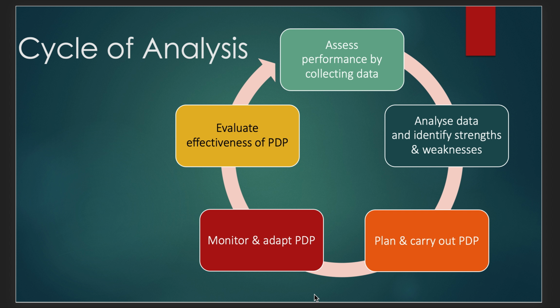Then we would evaluate the effectiveness of the PDP. This is similar to when we retested. That is evaluating effectiveness. So we would already have data, we would retest, and then we would compare the retested data to the original data to see if there was any difference, to see if our program had helped us develop. Then we'd be right back to the start by assessing performance by collecting data.